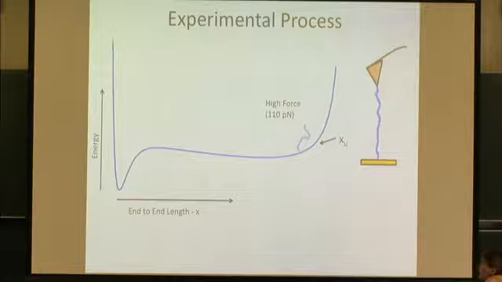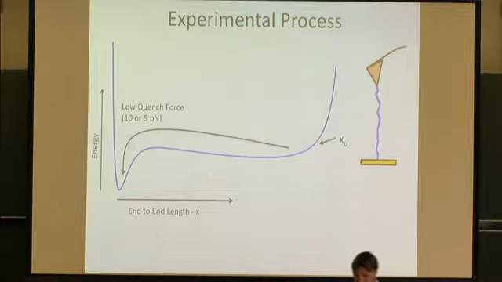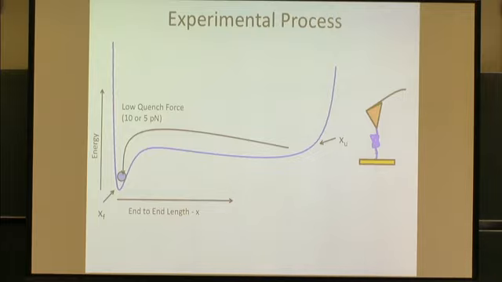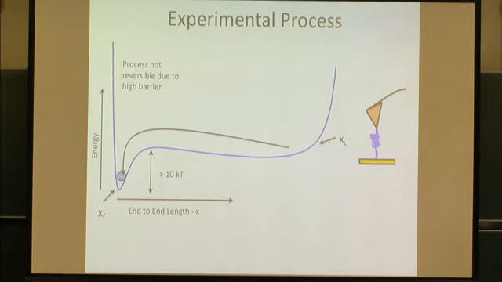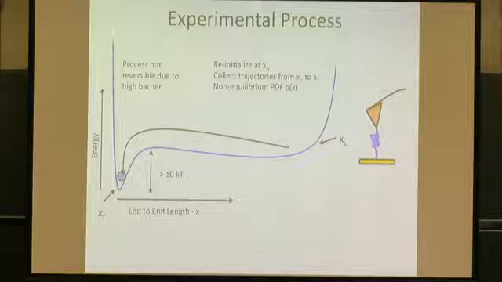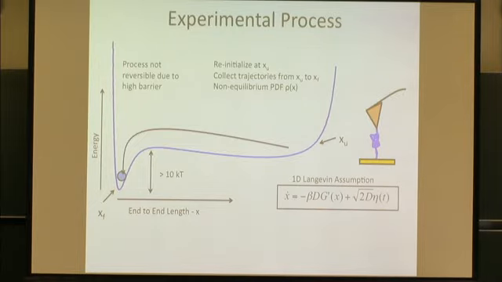Here is our experiment that's unfolded at the high force. We then let go of it. This is for your amusement. It reaches the folded length, and at that point the energy barrier is so high that it will never go back, and so you never see it flip-flopping between the two states. So what you need to do is reinitialize the trajectory at xu, then collect lots of trajectories from xu to xf and construct your non-equilibrium histogram of end-to-end lengths.